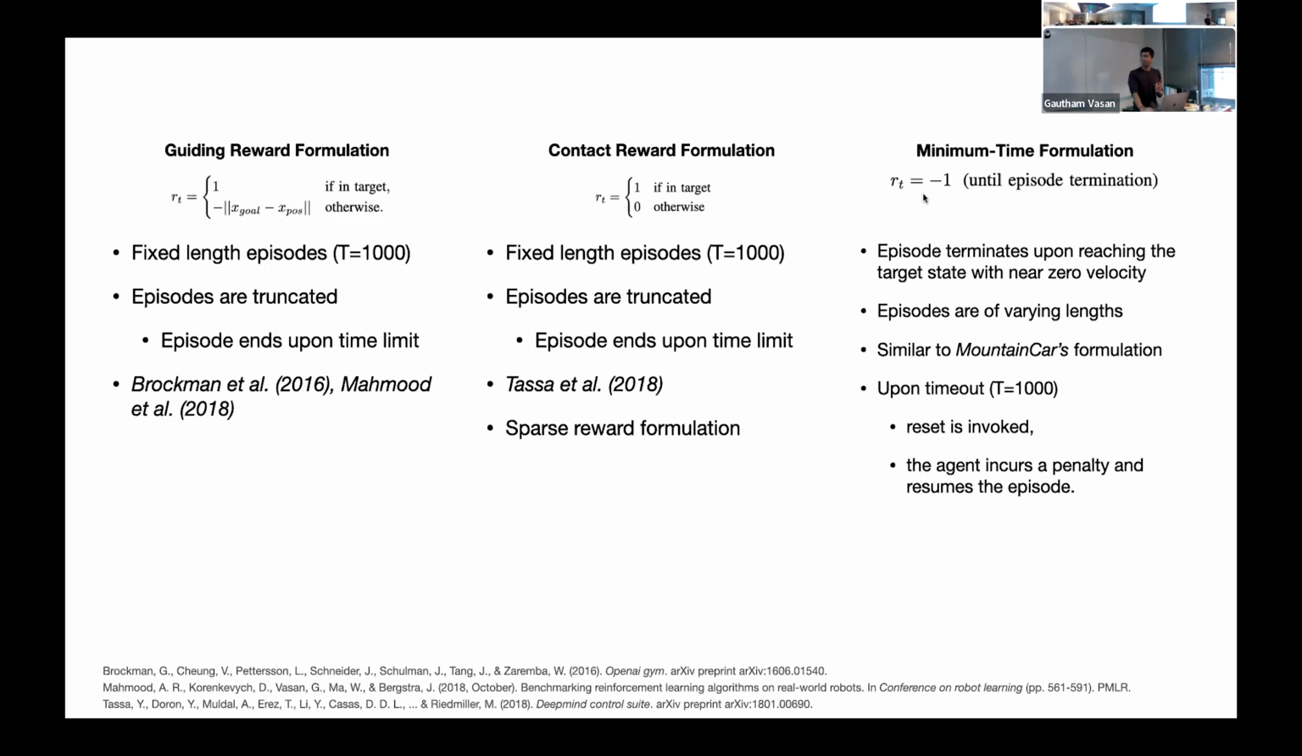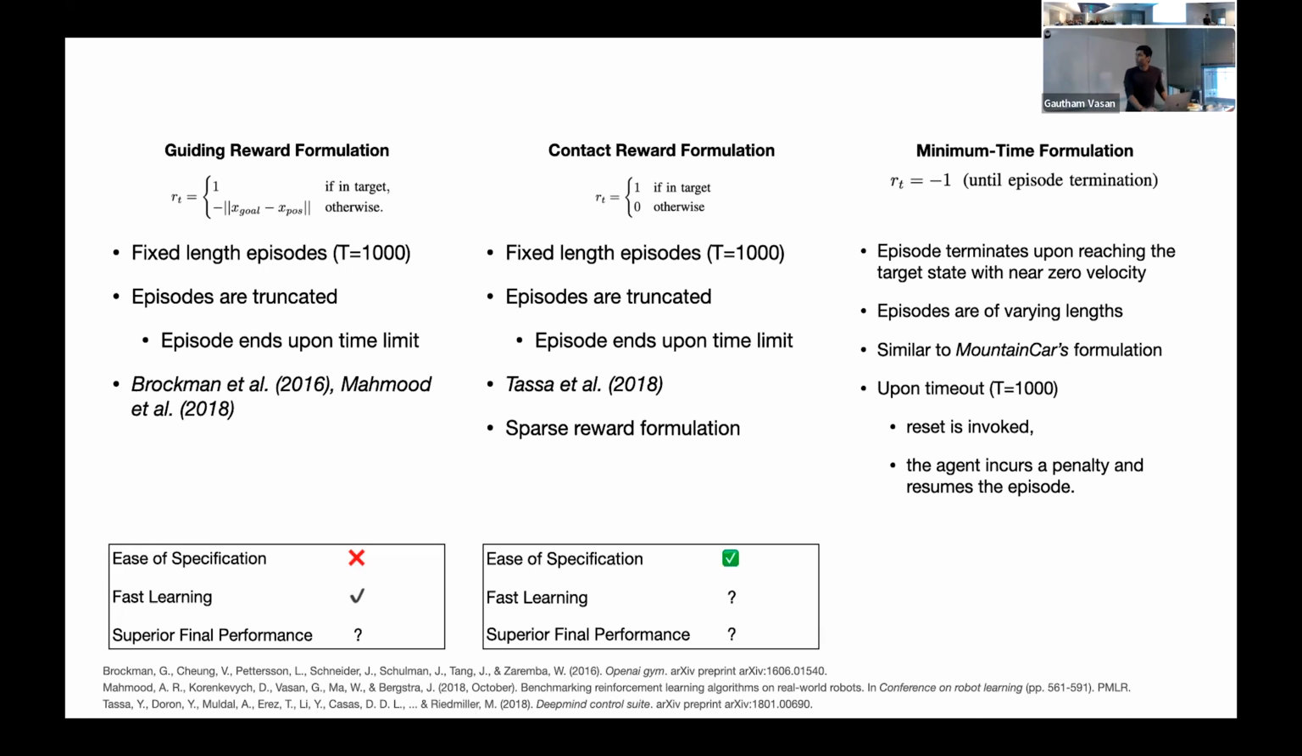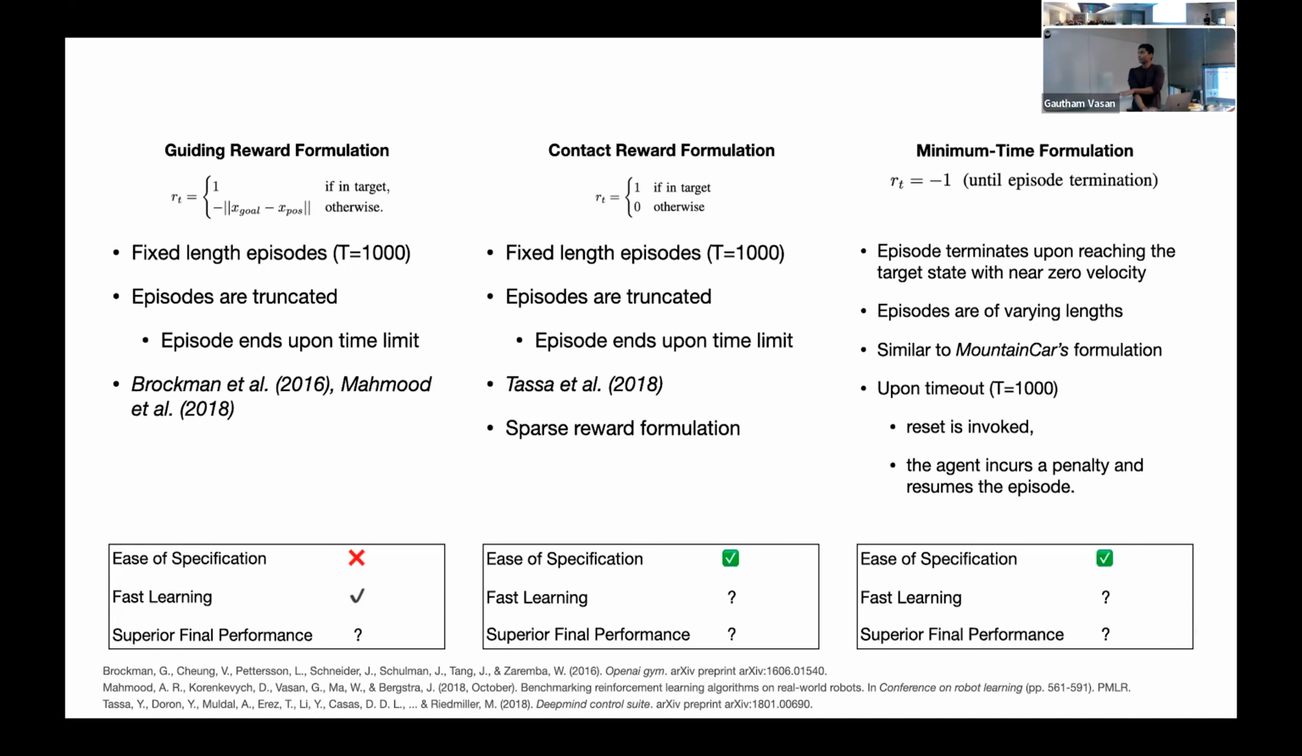So we have three formulations now, and we are going to characterize them using three different components. The first question we ask is, how easy is it to specify this? Do you need any domain knowledge to craft this reward function? If you need some domain knowledge, then it's not easy to specify. The other criterion is, can you achieve fast learning with this? With guiding rewards, it's known that you can achieve fast learning, so we're going to start with a check mark here. And does it achieve superior final performance compared to the rest? You have three competitors, and which one achieves the superior final performance? So we can characterize each formulation using these three metrics.